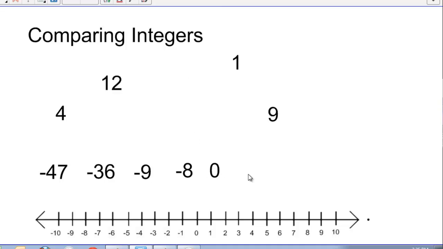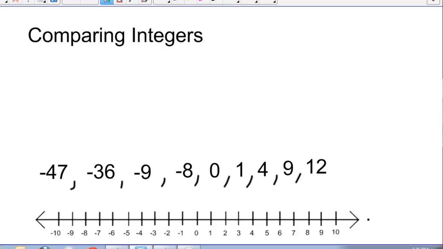0 always goes right in between my negative and my positive numbers. And then I'm just going to put the rest of these in order just as we would any numbers. They're just positive, so they're pretty easy to think about. And there you go. I've put them in order from least to greatest. So starting with my negative numbers, furthest away from 0, and then moving all the way up to my positive numbers.